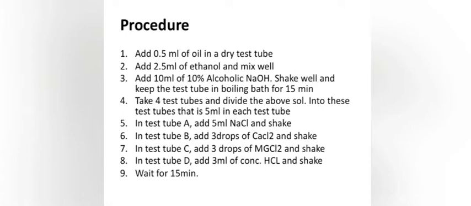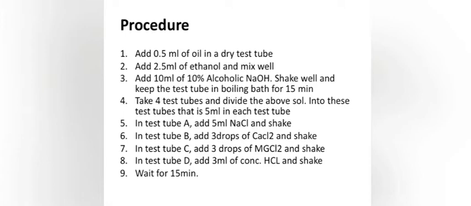Add water to make it up to 20 ml. Shake well to dissolve. Now take 4 test tubes and label them as A, B, C and D. Divide the solution in each test tube, that is 5 ml in each test tube.